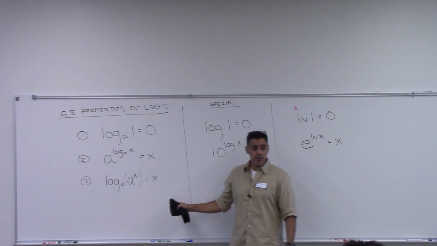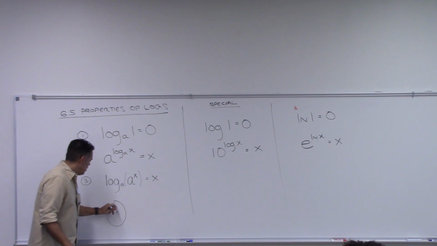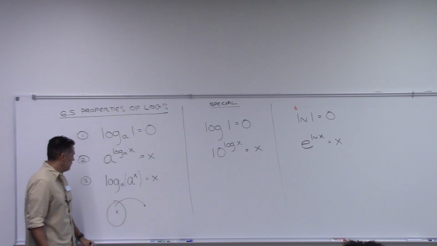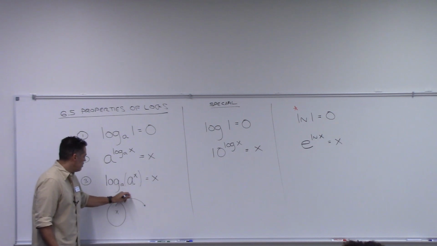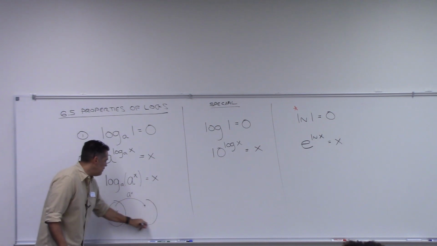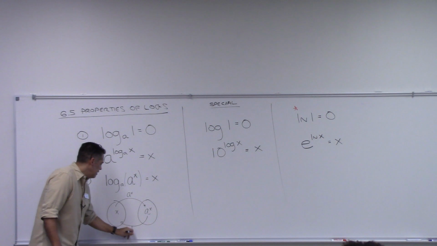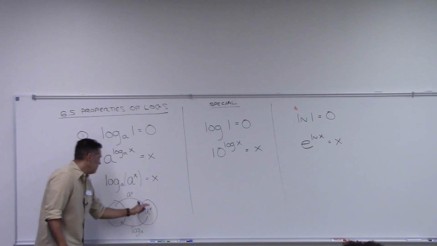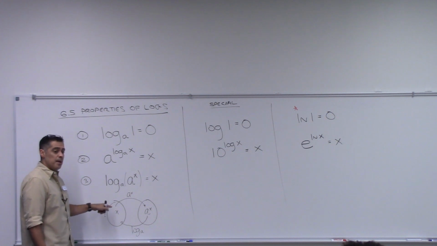Okay, picture. The picture of this one is that x starts here and goes through what function first? Which one? This, right? So it goes through a to the x first. It comes out over here as a to the x. Then it goes through what function? The log base a, which is its inverse, right? That takes it back to x. Okay? That's different than the picture I drew a second ago.